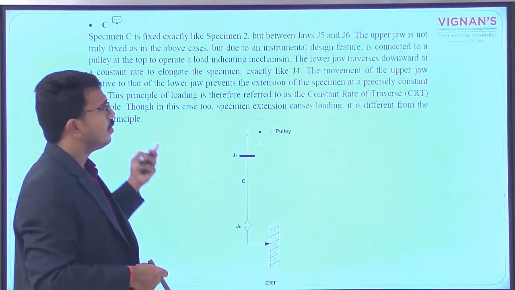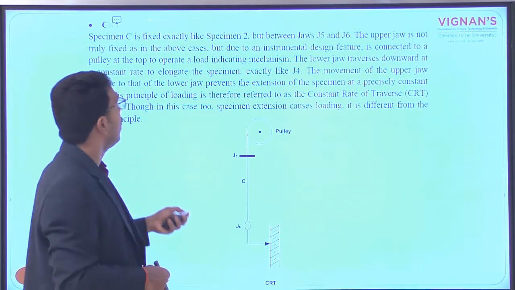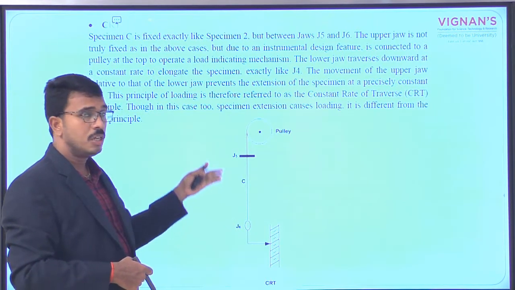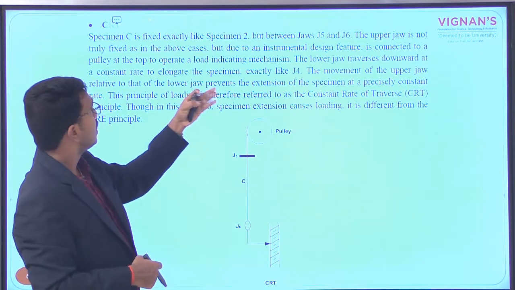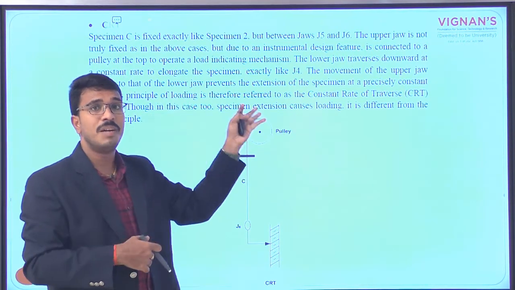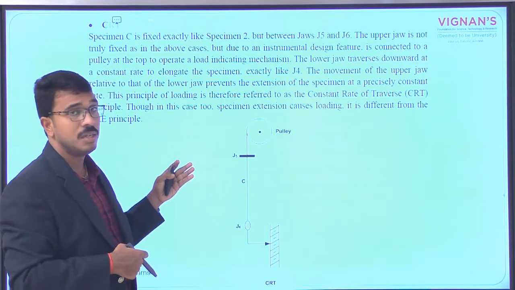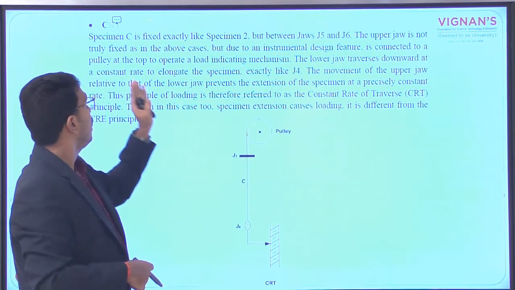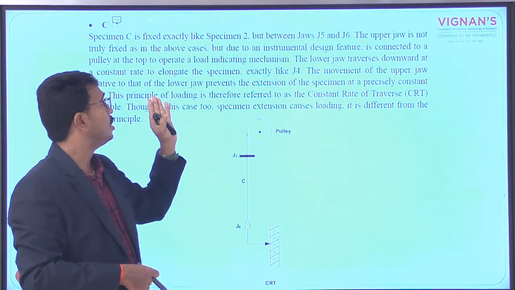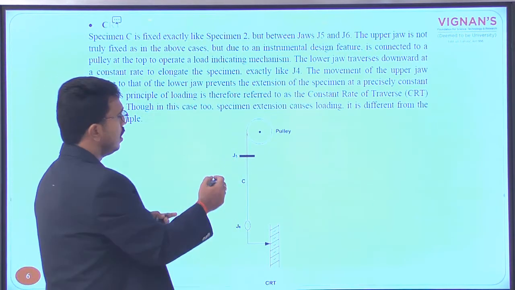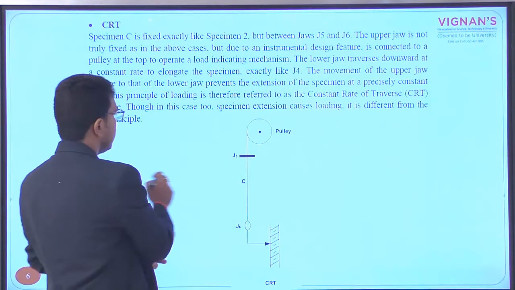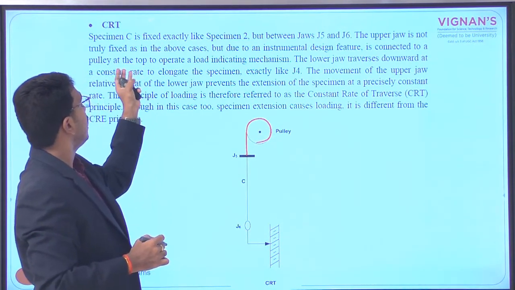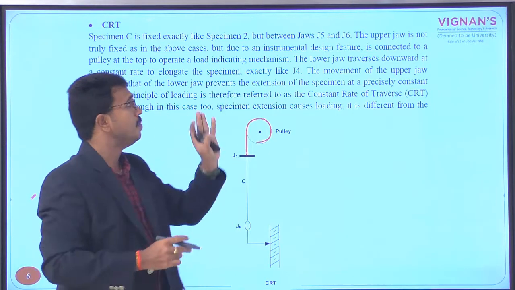And coming to constant rate of traverse, as I told you already, this specimen is fixed to the bottom jaw and the top jaw. The upper jaw is not truly fixed, as compared with the CRL and CRE principles, but due to an instrument design feature it is connected to a pulley at the top as a load indication mechanism. So this jaw J5 is connected to a pulley at the top to operate the load indication mechanism.